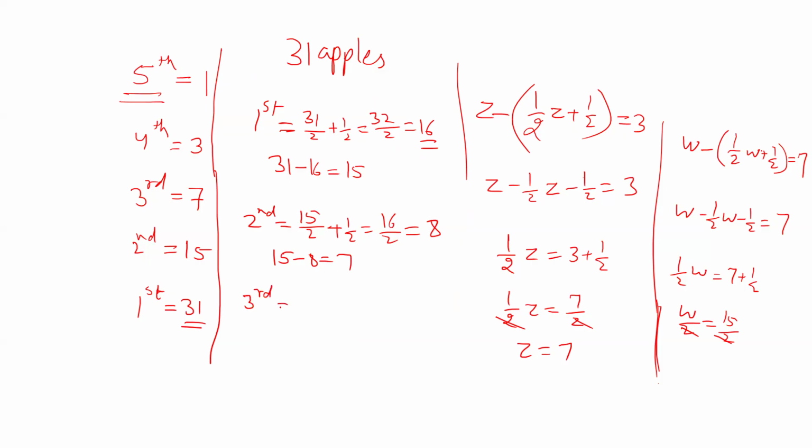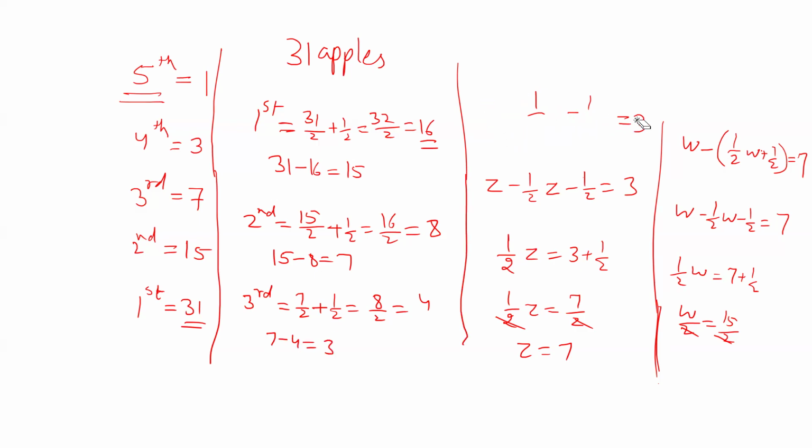To the third customer, he gave half of 7 plus half more apple. So that is 8 by 2. He gave 4 apples to the third, and the number of apples left with him is 3. To the fourth customer, he gave half of 3 plus half. That is 4 by 2, which is 2 apples. So he has 3 minus 2, 1 apple left.